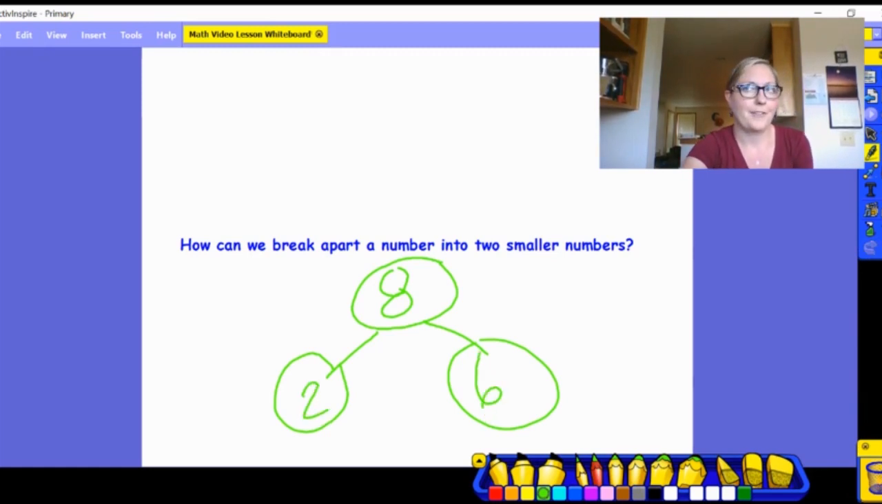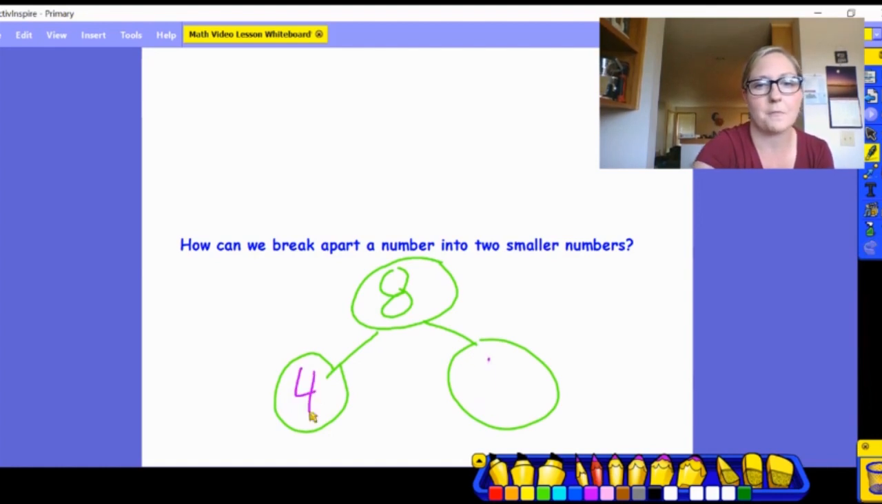How about 3 and 5? Or another way we can break 8 apart would be 4 and 4. So when I say break apart a number into 2 smaller numbers, that's what I mean. Think about all the different numbers you could add together to make that bigger number.